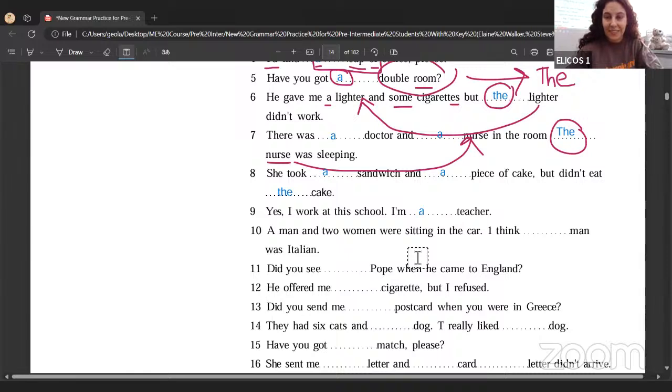Ten. A man and two women were sitting in the car. I think the man was Italian. Yeah, so again, we push these words. A man, because that's the first time I'm talking about it. A man and two women were sitting in the car. I think, so always push your voice at the beginning of a sentence. So I think the man was Italian. So we really need to push these words. I think the man was Italian.